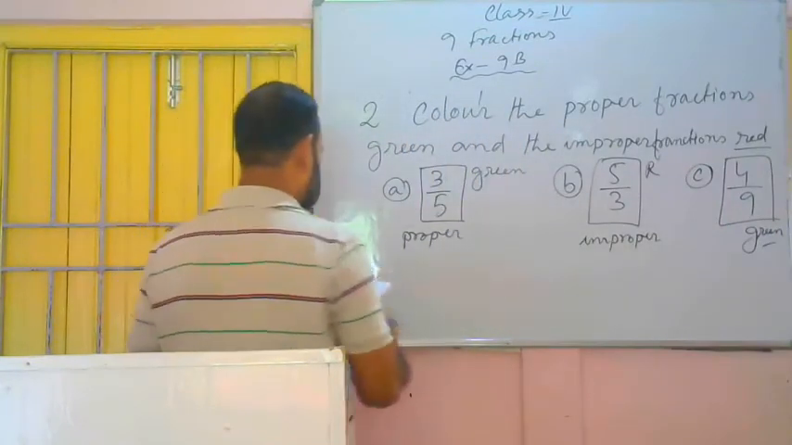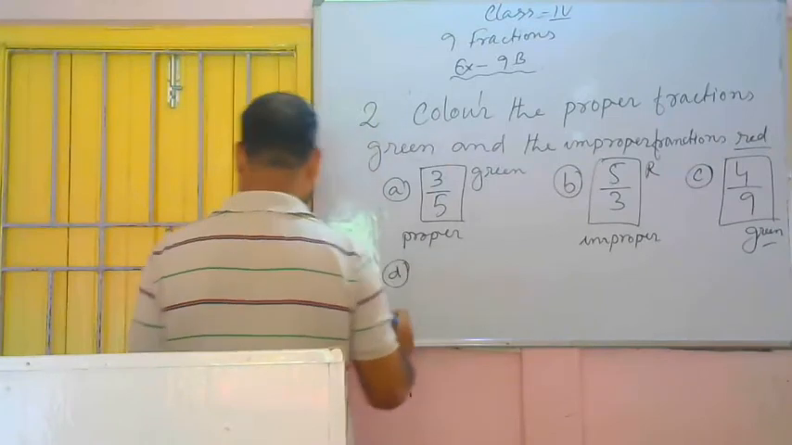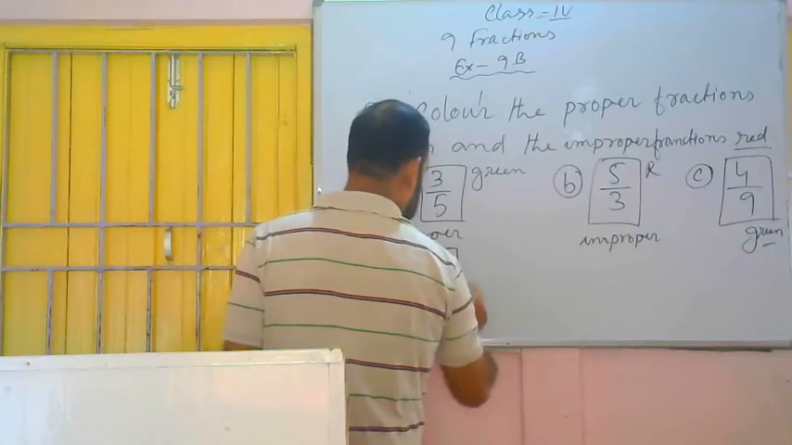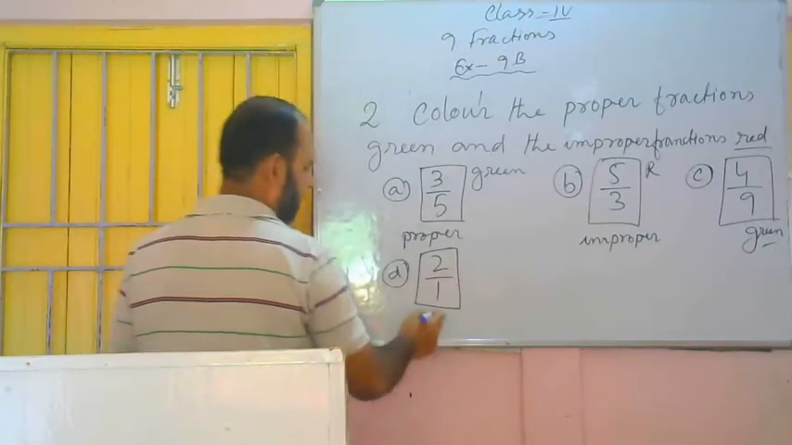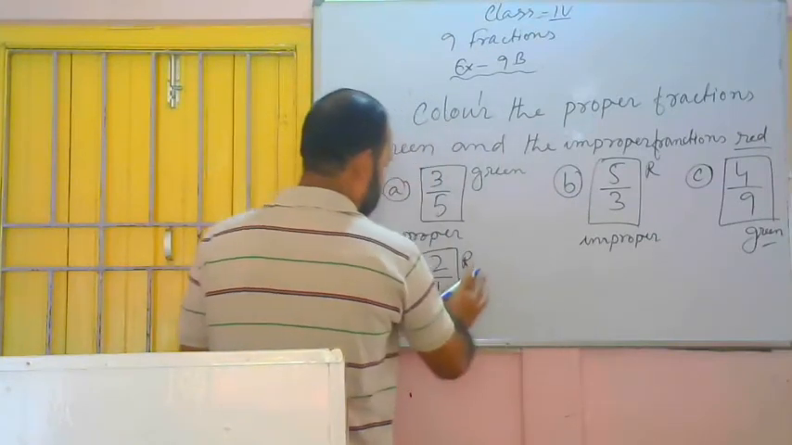Next, question number D, 2 by 1. This one is also an improper fraction. 2 is greater than 1, so you have to color it red.